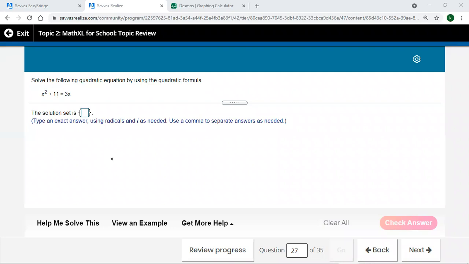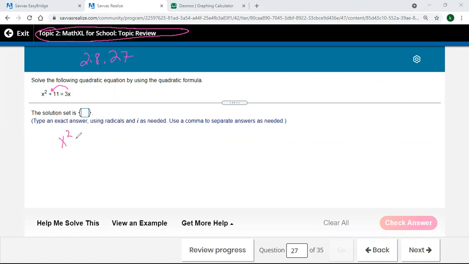Right. Let's see what we have this time on the Algebra 2 topic 2 review. Number 27. We are supposed to solve using the quadratic formula. The problem here is it needs to be in standard form, so everything needs to be on one side. If I subtract the 3x on both sides, it would look like this in standard form.